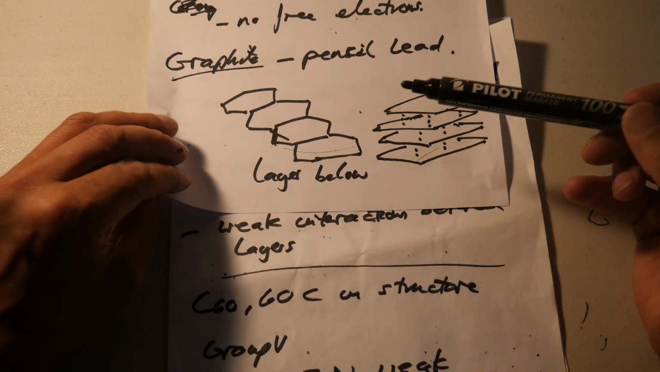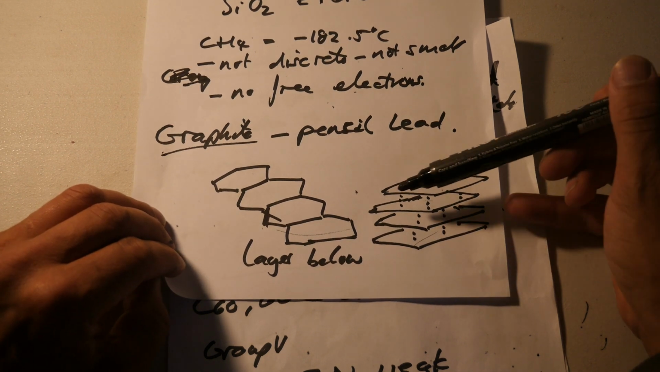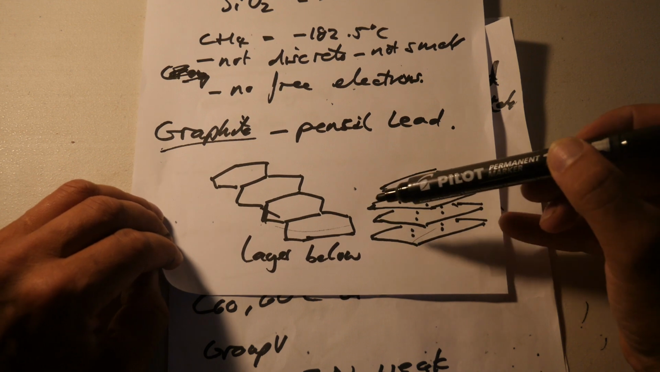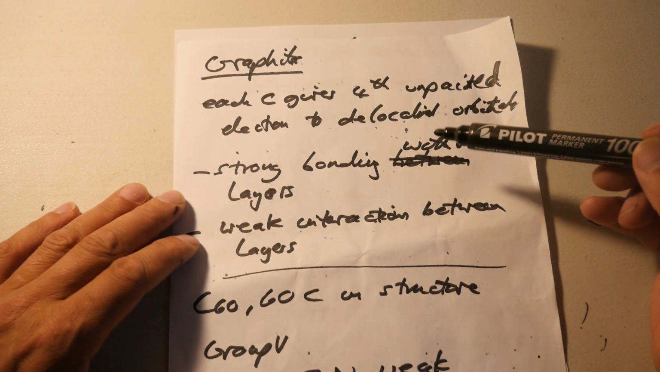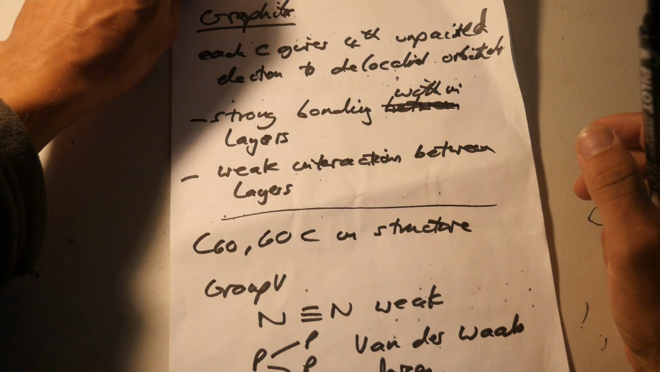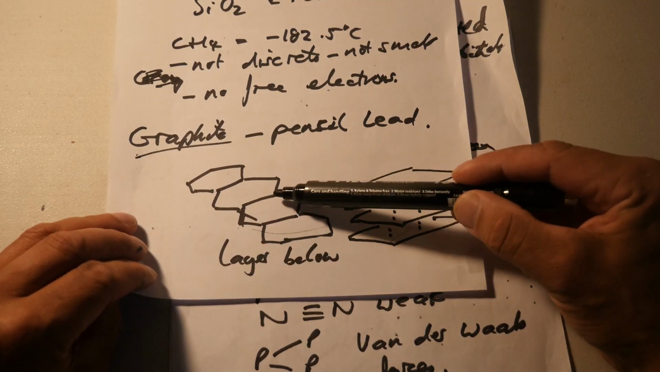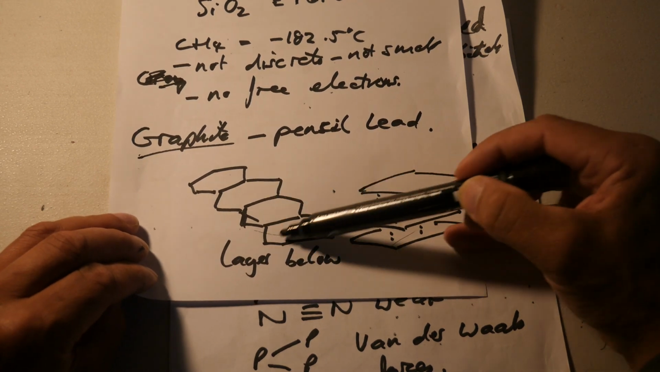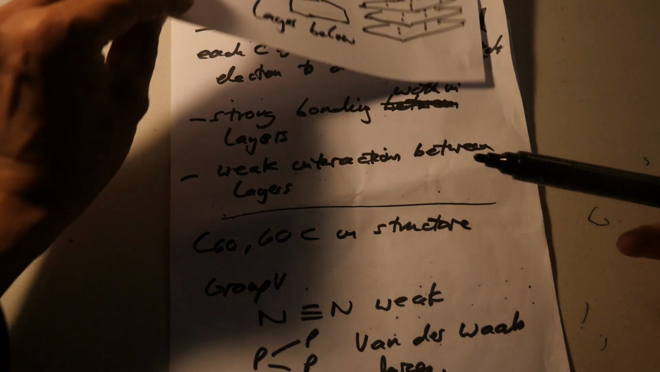The significance of this is that when you write with a pencil, these sheets get scraped off, flaked off, and that's what creates the lead mark on the paper. There are very weak interactions between the layers, but very strong bonding. The covalent bonds are strong within the actual layers, but the interactions are weak between them. So strong bonding within the layer, weak interactions between the layers.